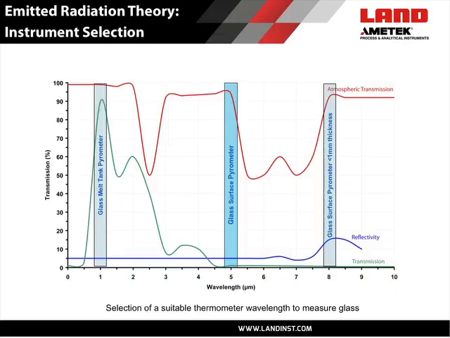Typically a 1 micrometer thermometer looking at clear soda lime glass at 1400 Celsius will see into the surface approximately 18 millimeters. So it's perfect for measuring bulk glass temperatures within a glass tank.